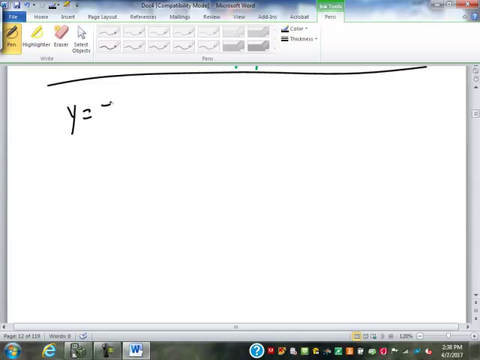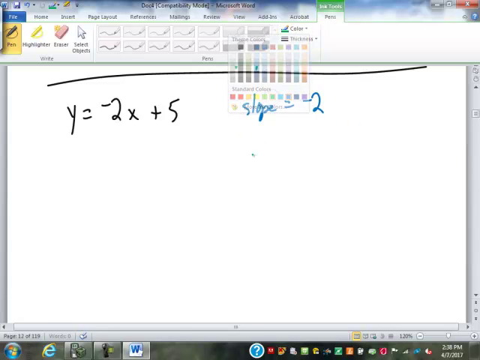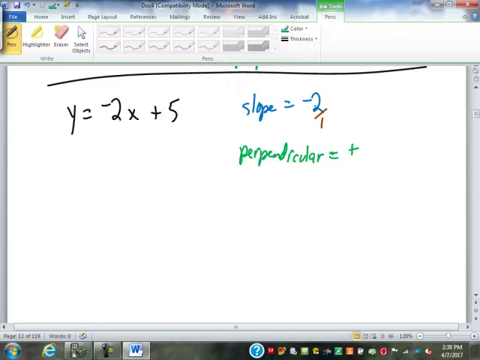So let's say y equals negative 2x plus 5. What is the slope of that equation, that line? It's negative 2. So now the slope of the perpendicular, if I think of that as being negative 2/1, it's going to be positive 1/2. So we can figure out from the equations we can find the slope of the parallel or the perpendicular line.